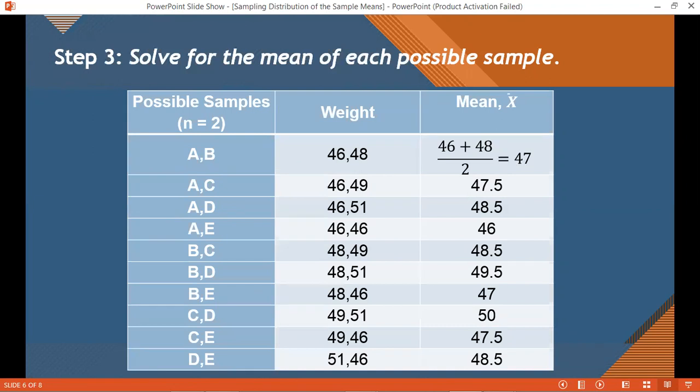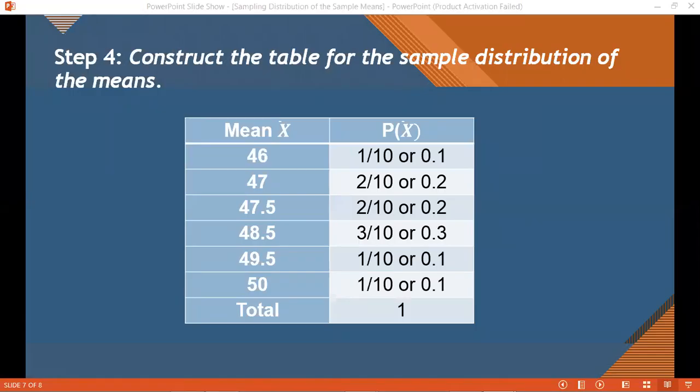Ano yung pinakamaliit na mean? That is 46. Ito siya, 46. Then, ano yung next? You have, after 46, you have 47, followed by 47.5, then 48.5, and then 49.5, and then 50. Kaya, meron tayong numbers na mga ganon sa next na table natin. We have those numbers, the 46, 47, 47.5, 48.5, 49.5, at saka 50.